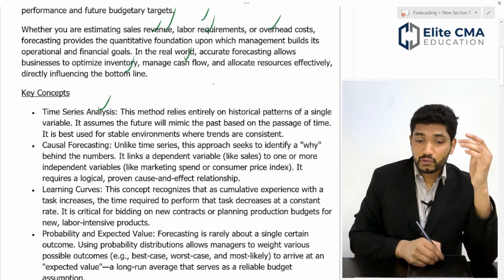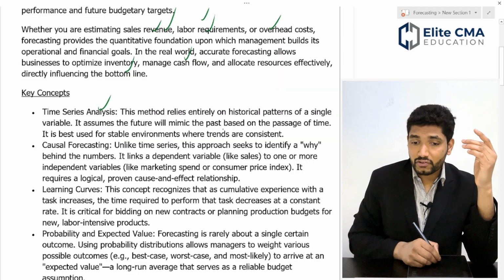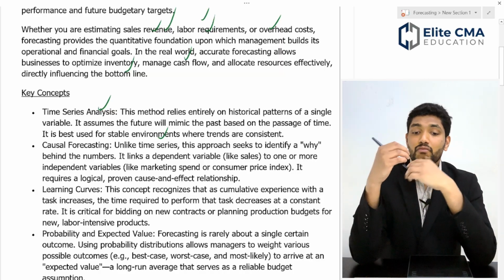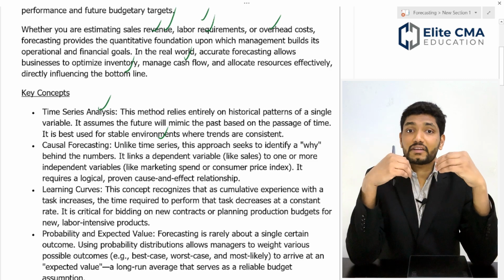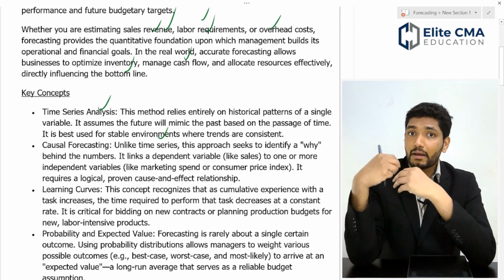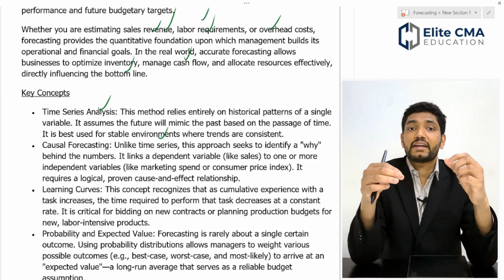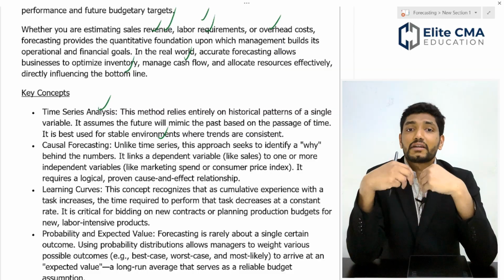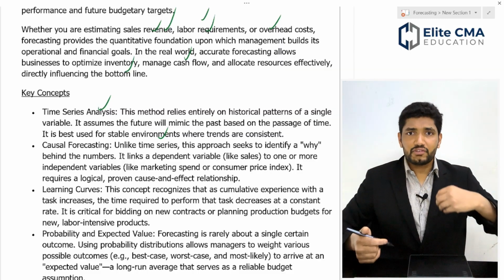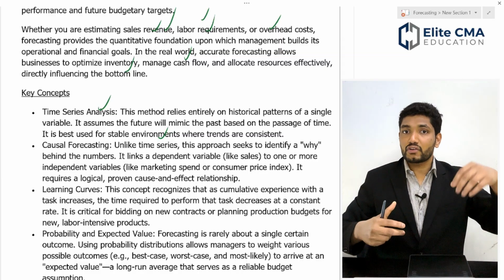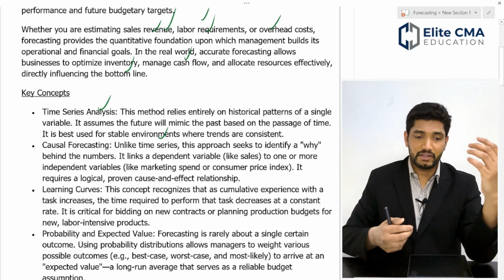It assumes the future will mimic the past based on the passage of time. It is best used for a stable environment where trends are constant. If the trends are consistent compared to previous years and we are expecting the same trend in the future period as well, then you can use time series analysis. Simply, you are predicting your future data based on your past data or past performance.